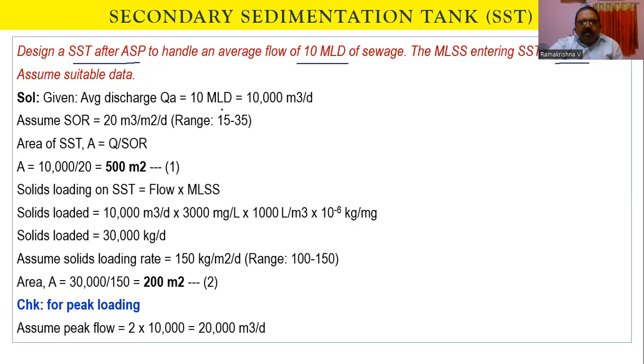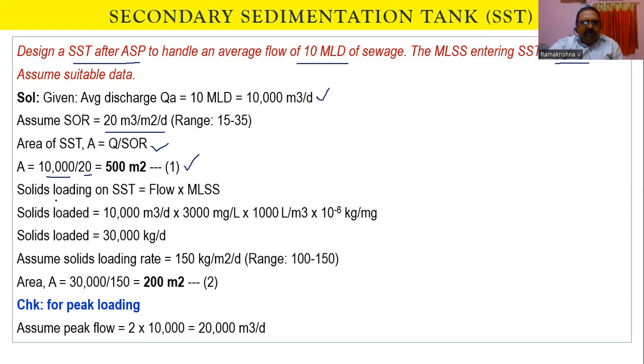10 MLD is the average discharge, so 10,000 meter cube per day. This conversion we have to do first. Then surface overflow rate 15 to 35 meters per day, so now I'm assuming 20 meters per day. The surface area of the sedimentation tank will be discharge divided by surface overflow rate. So I'm dividing 10,000 by 20, I'm getting 500 meters square. Now I'm taking this as the first value, the area obtained for average flow SOR, right?